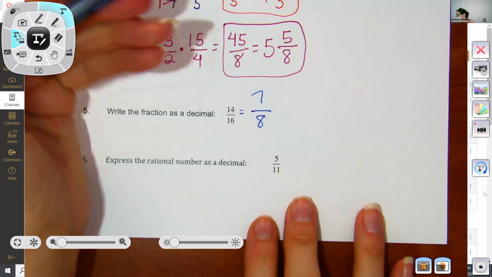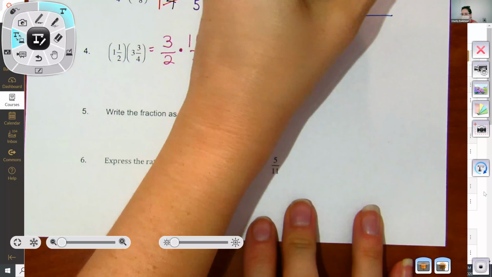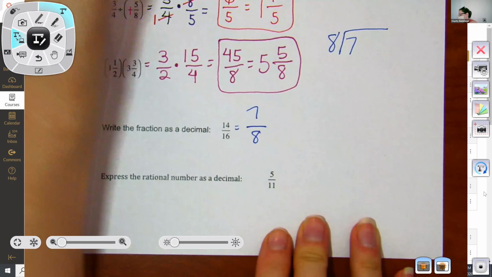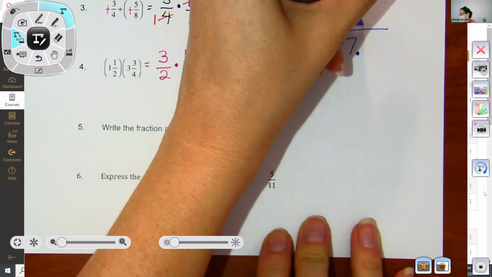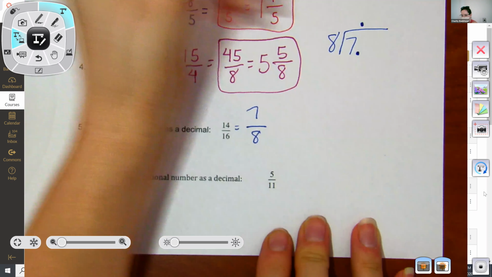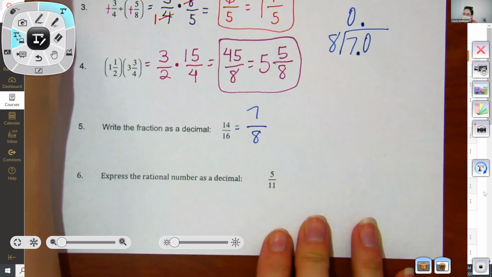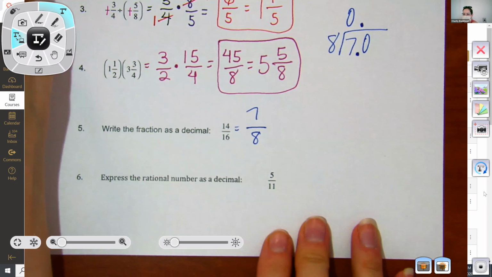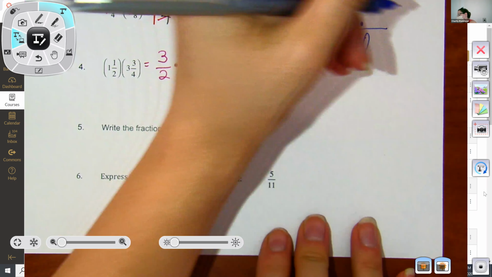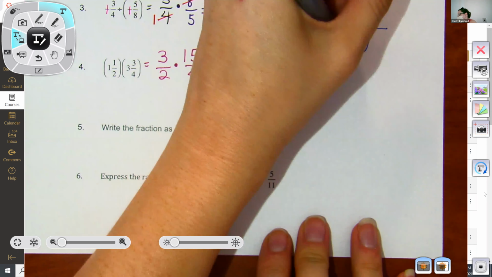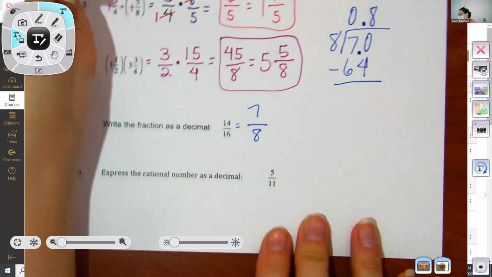So 8 going into 7. Of course, 8 doesn't go into 7. So what we do, we put a decimal point after the 7. I'll go ahead and put a 0 above the 7, and then I'm going to put a 0 after the 7. So now I'm asking myself, how many times can 8 go into 70? 8 times, because 8 times 8 is 64. 70 minus 64 is 6.